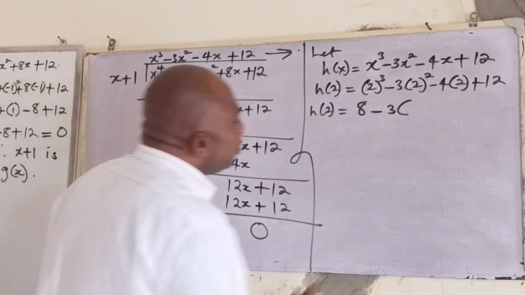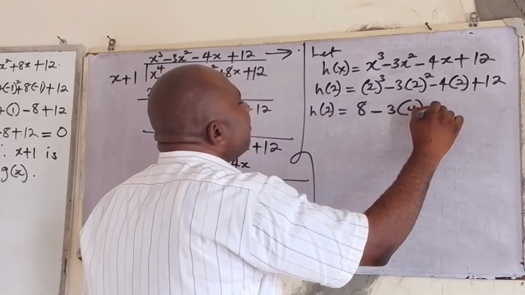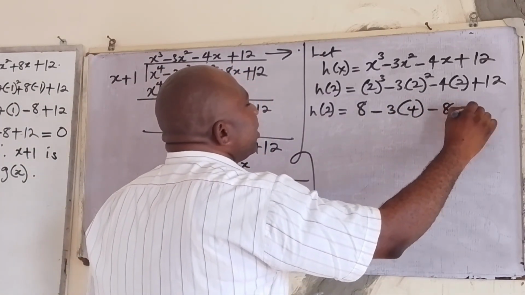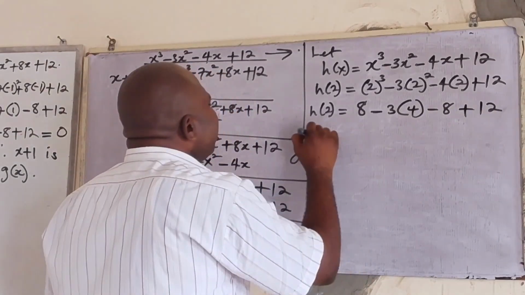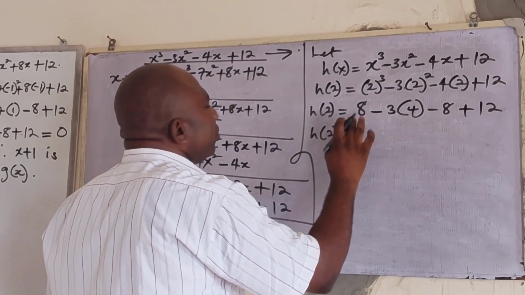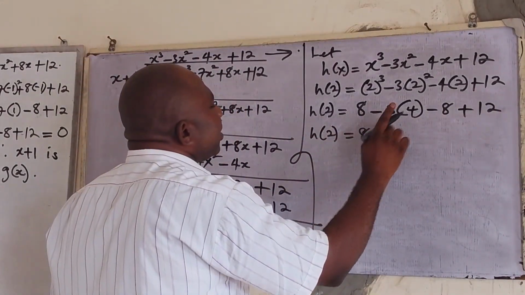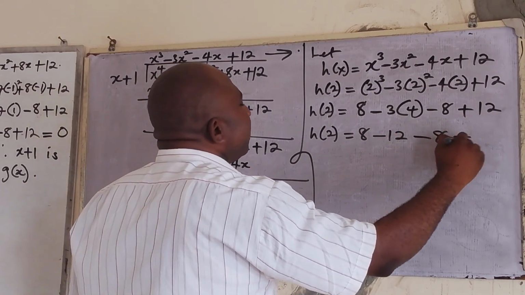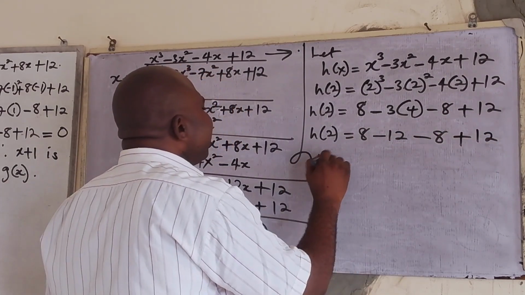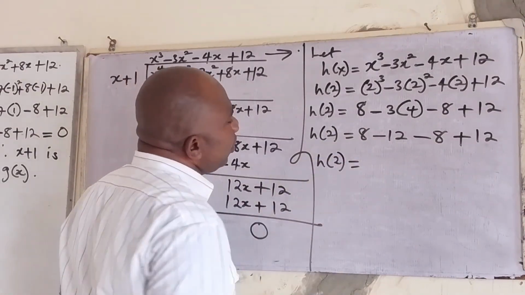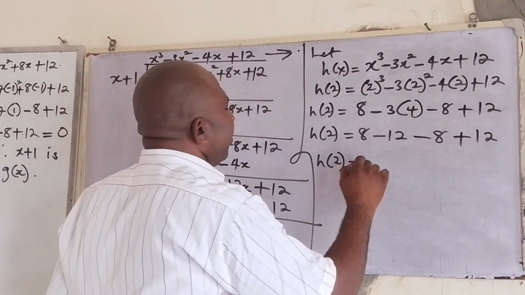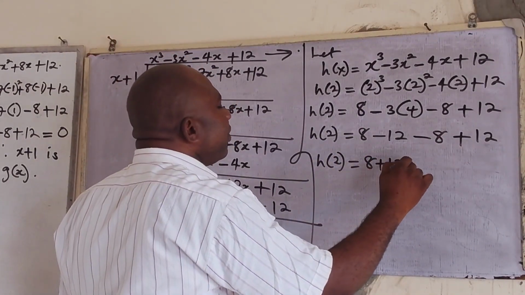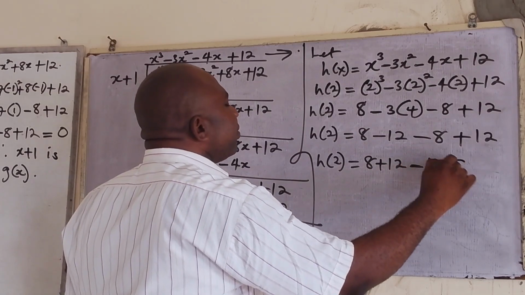And we know 2 times 2 is 4. So here we have minus 4 times 2 is 8. Then here we have plus 12. So it means h of 2 will be equal to 8 minus 12 minus 8 plus 12. So this is the same as saying h of 2 will be equal to 8 plus 12, we have 8 plus 12 minus 12 minus 8.